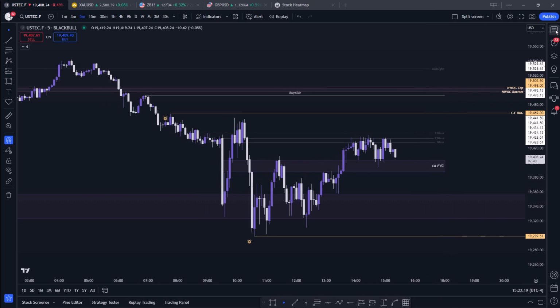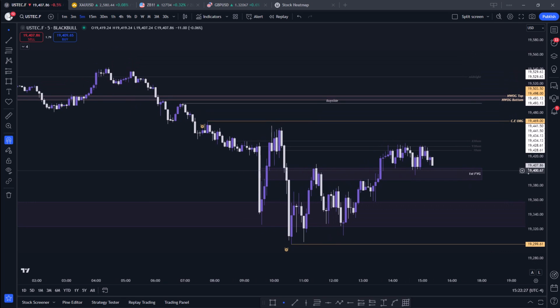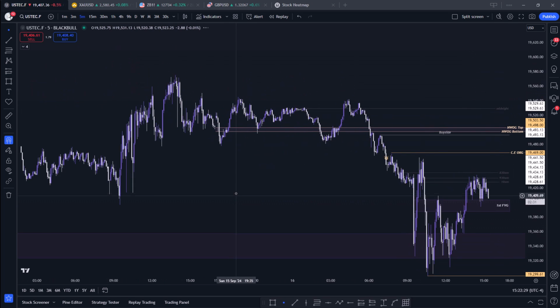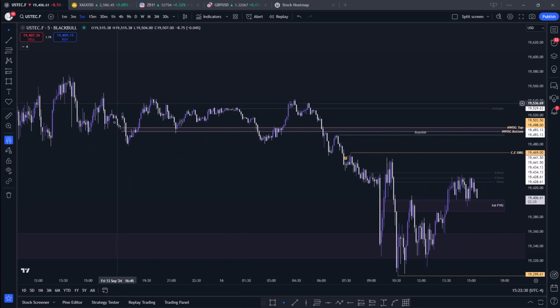I'm looking at NASDAQ because, well, we'll get to the currencies after this. On NASDAQ, this is all we've done today essentially. From the Asia session consolidation and the London session manipulation above the midnight opening price, having an SMT with the S&P 500. That's the Asia session high.